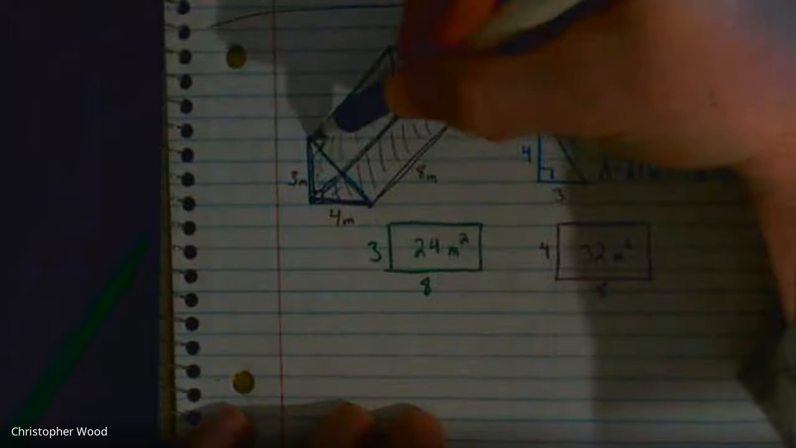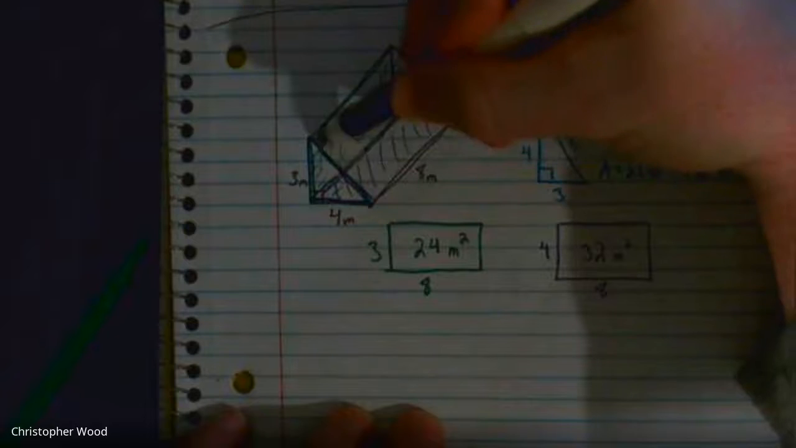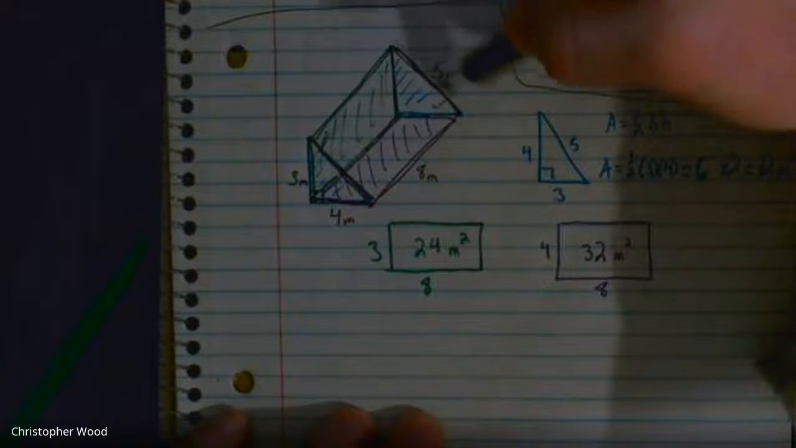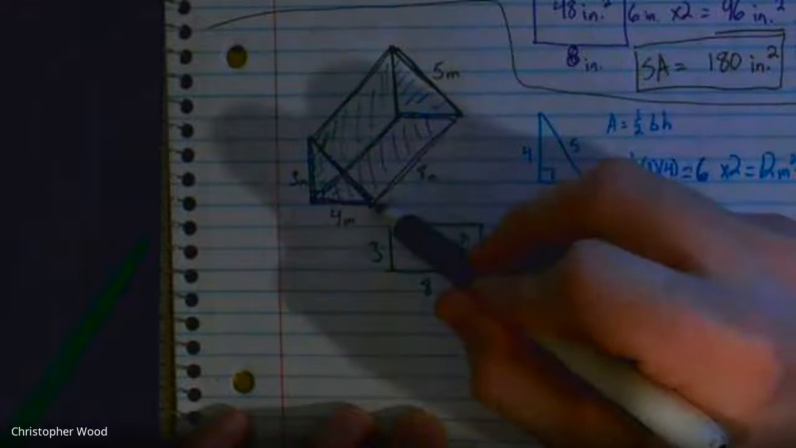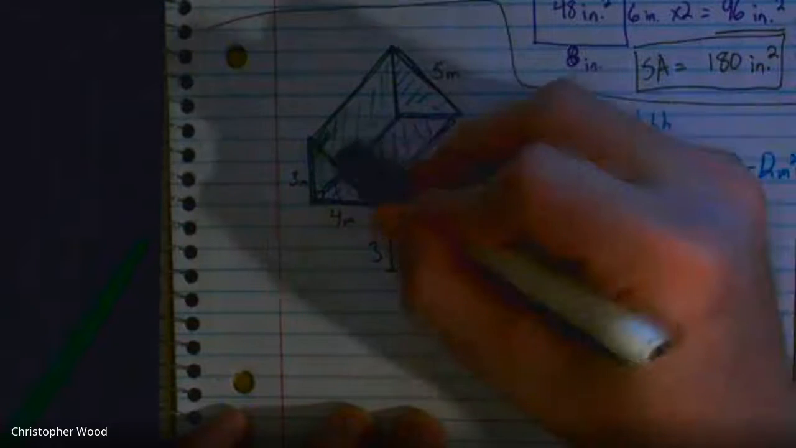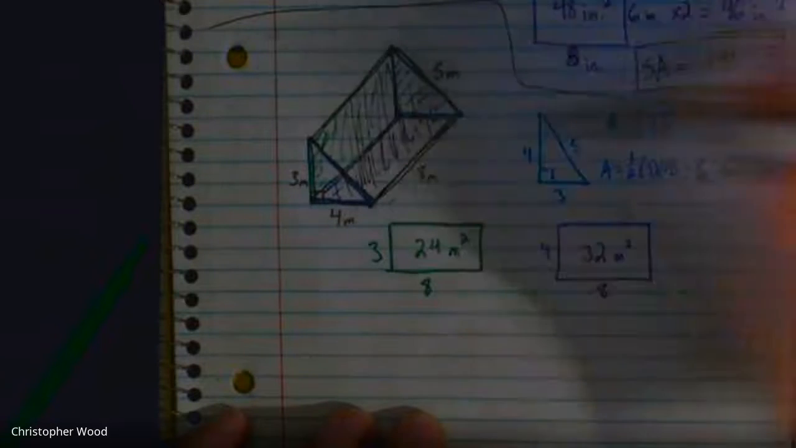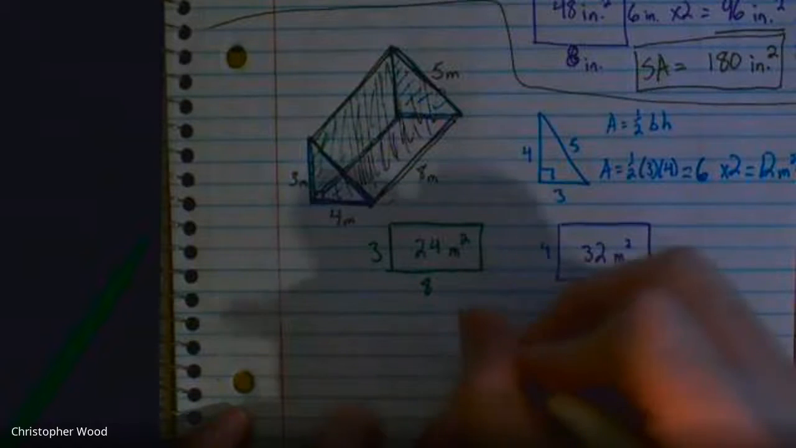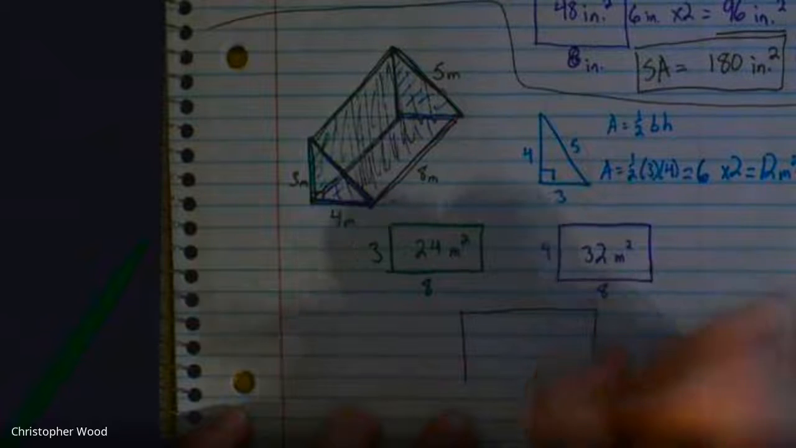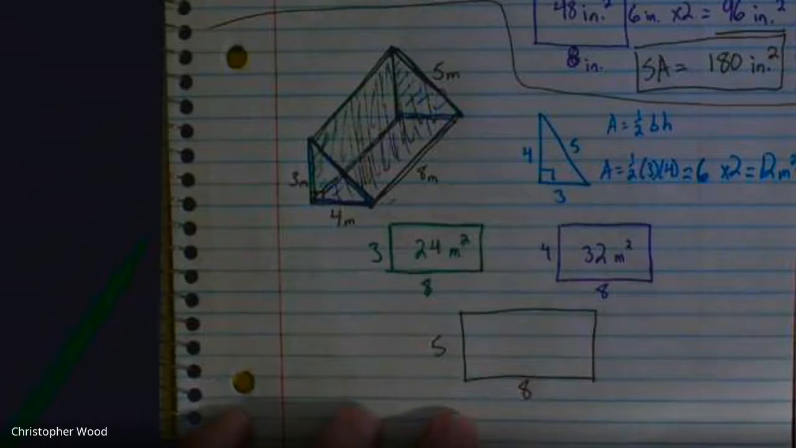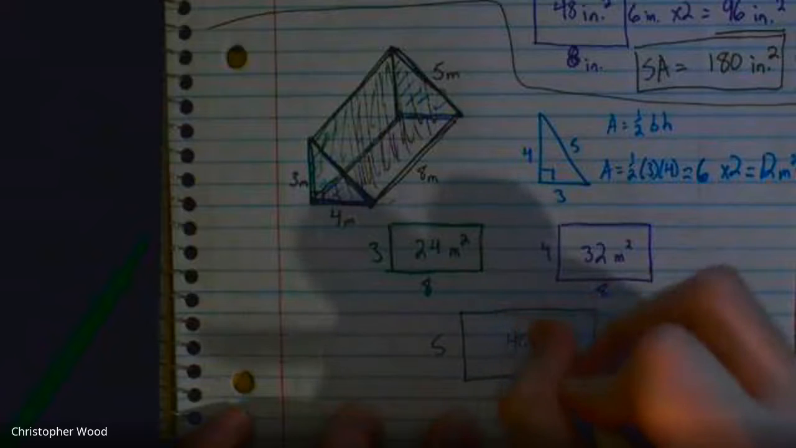And that has a width of 5, right? From the top to the bottom here, we know is 5, like it is on this side. And then the length of that is 8, right? So this whole front piece is a 5 by 8. 5 by 8 is 40 meters squared.